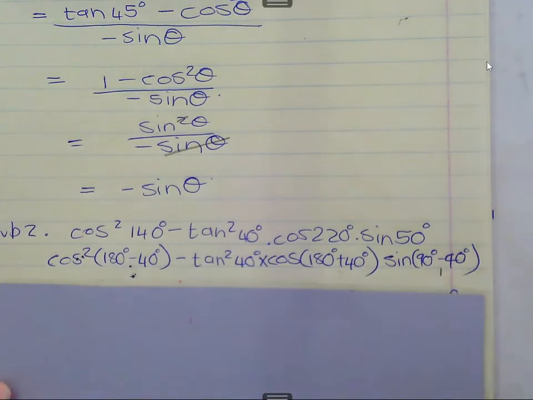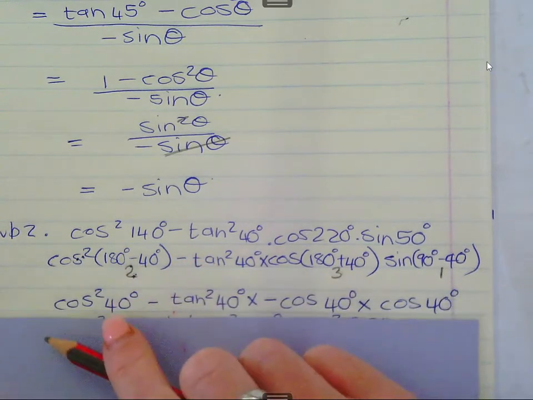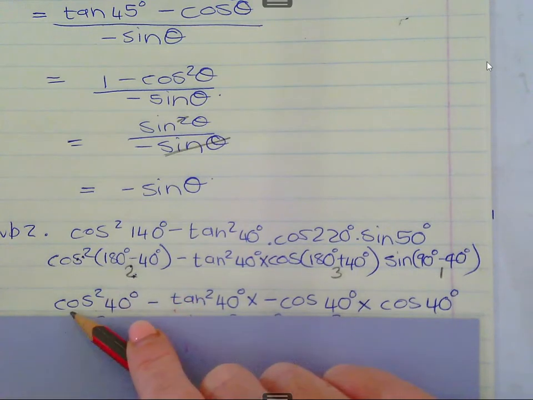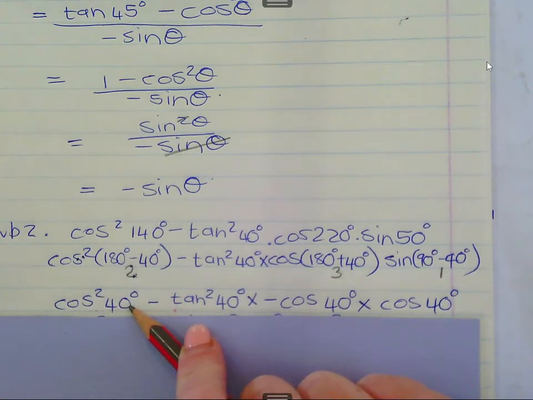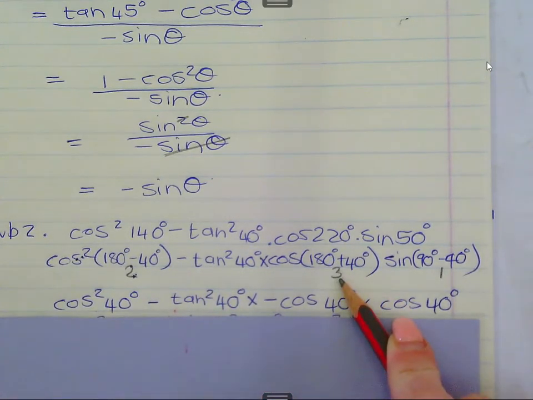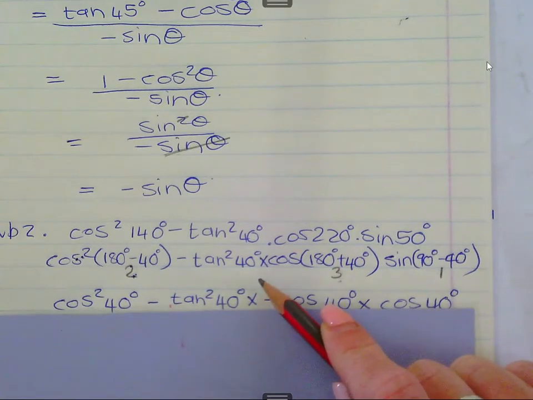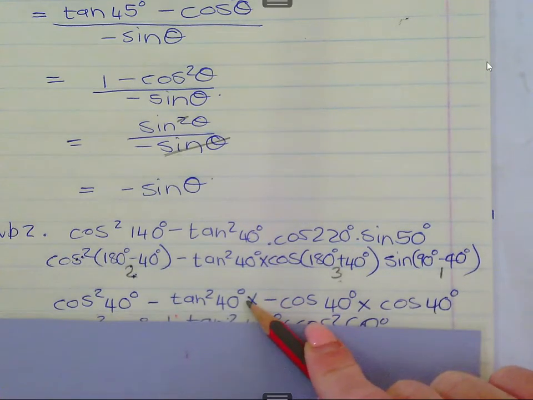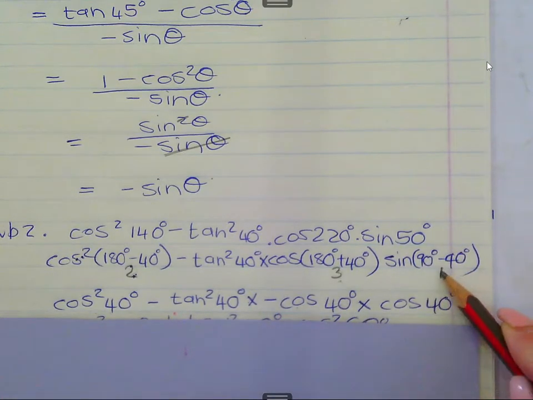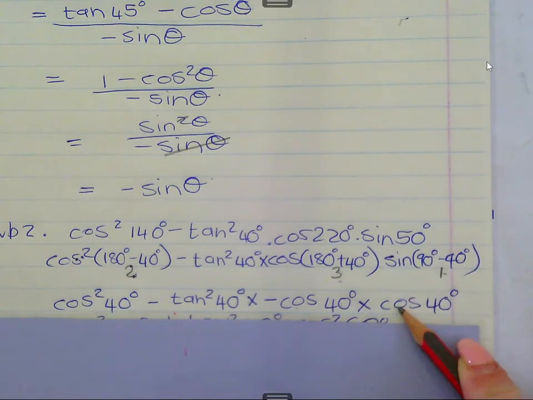Okay, 180 minus, which quadrant? 180 plus, 90 minus, first. Okay, what is cos in the second? Negative, but the square changes the sign from the quadrant. So it becomes positive cos squared 40. That tan stays as it is. Cos in the third is? So I put in my times, times negative cos 40. Sin in the first? Positive, but it changes to cos 40.